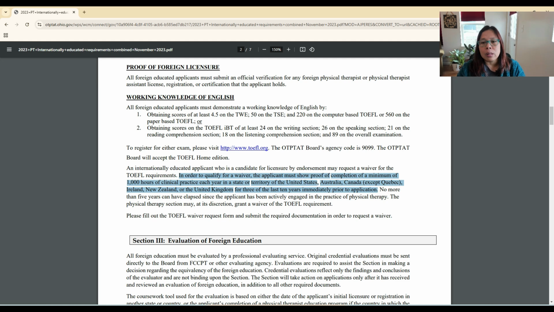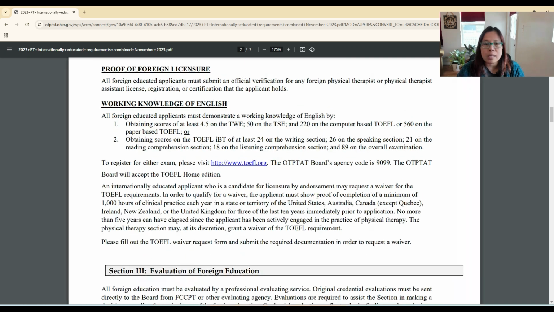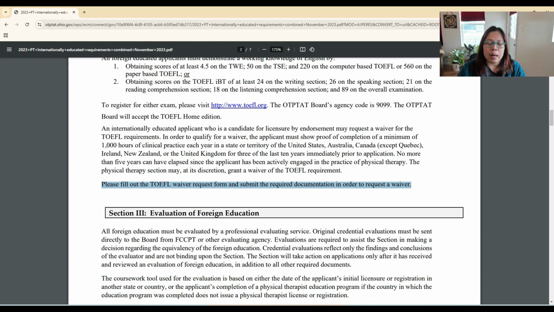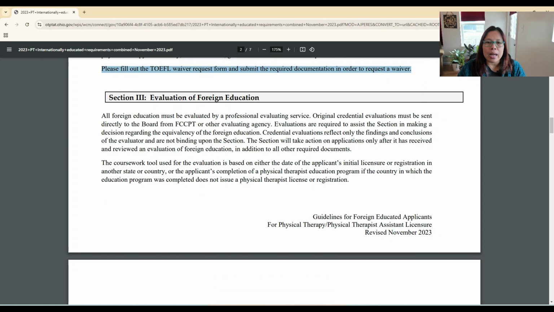Okay? So, no more than 5 years can have lapsed since the applicant has been actively engaged in the practice of physical therapy. The physical therapy section may, in its discretion, grant a waiver of the TOEFL requirement. So if you have work experience in these countries, and you can prove it through an employment certificate, then you can actually waive the TOEFL requirement, okay? It says here, please fill out the TOEFL waiver request form and submit the required documentation in order to request a waiver, okay?